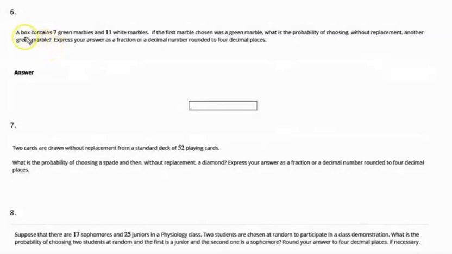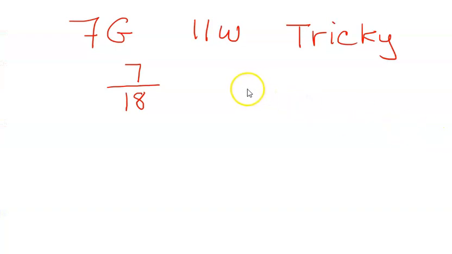Now, for number 6, we have a box containing 7 green and 11 white marbles. If the first marble chosen was green, what is the probability of choosing without replacement another green marble? Now, this one's a little tricky. And what's going on? Well, they're saying here that you've already picked a green. So they're asking you, what is the probability then of picking another green?